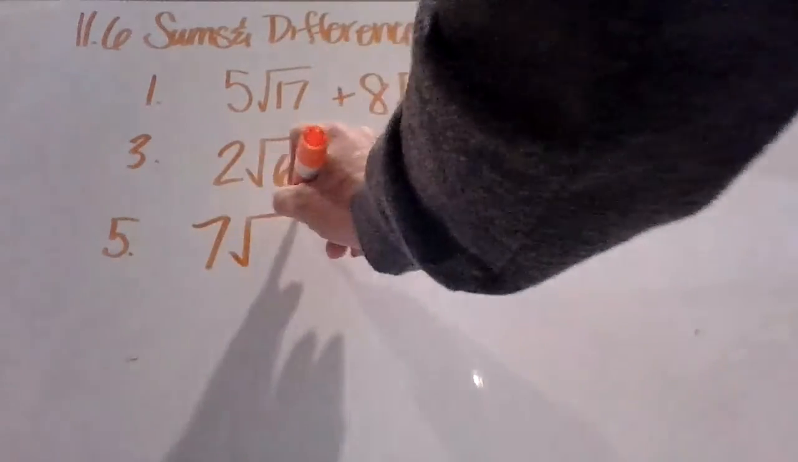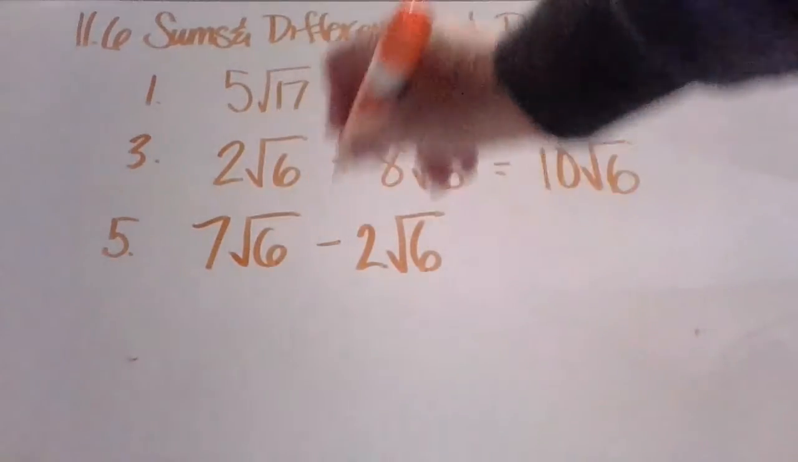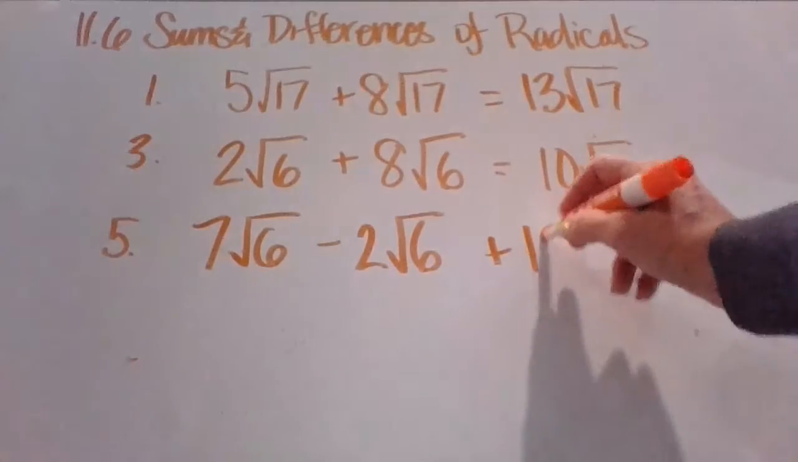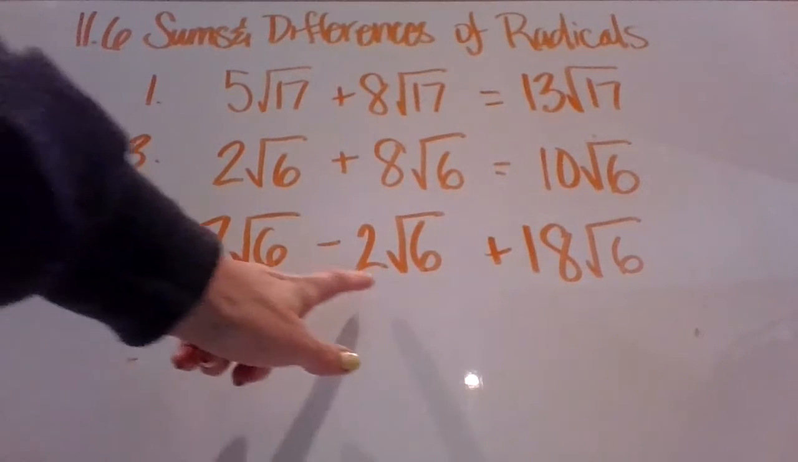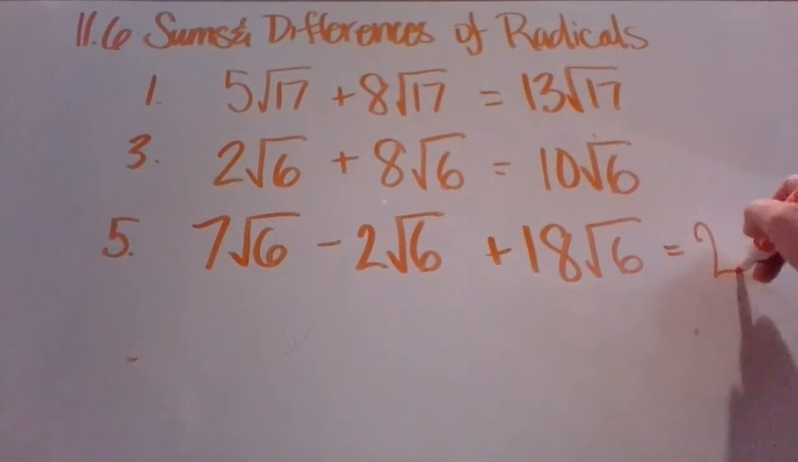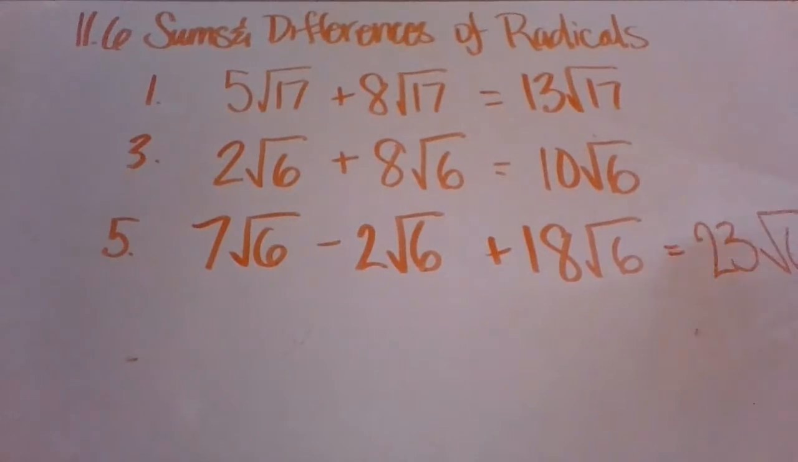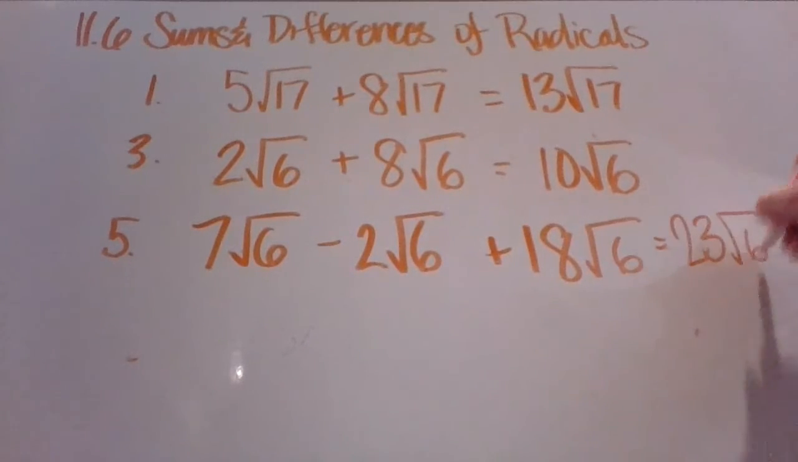Number 5 is 7 square root 6 minus 2 square root 6 plus 18 square root 6. Well, I look, they all match. So now I just go from left to right because it's adding and subtracting. So 7 minus 2 is 5, and 5 plus 18 is 23. Square root 6 is my answer. Let me write this a little smaller so that you can see it. There we go.